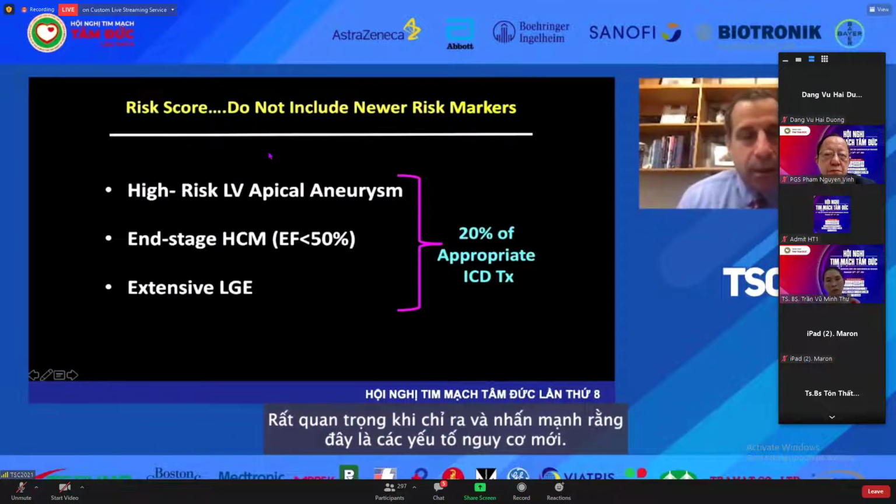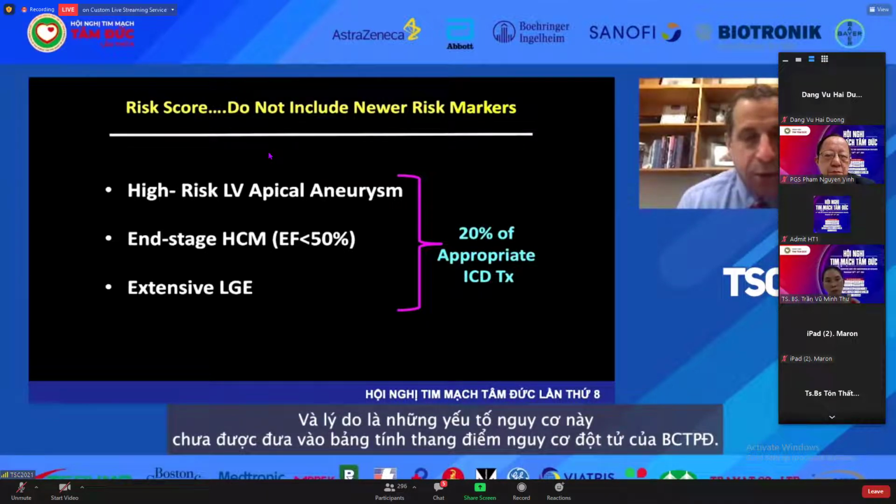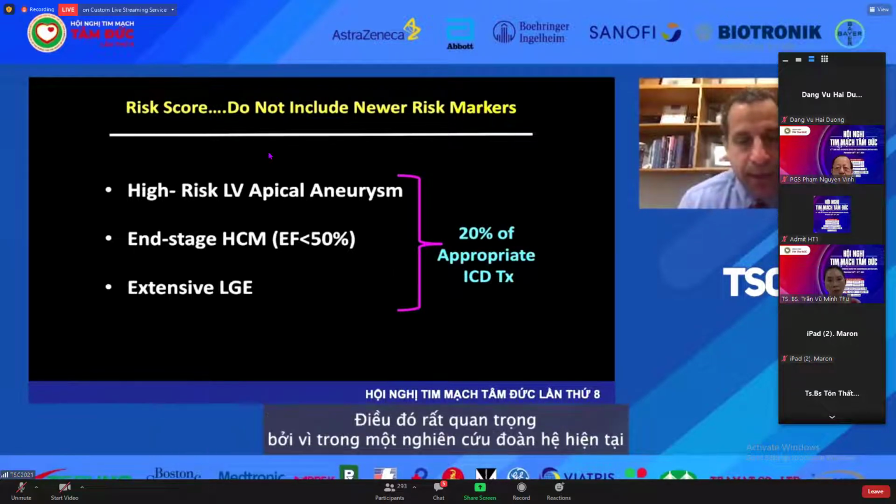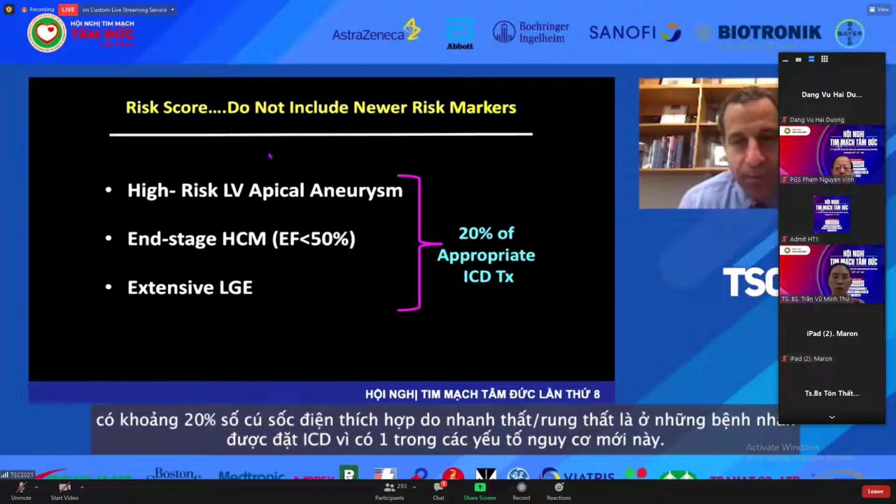It's important to point out and underscore that these are newer risk markers. And for that reason, they have not been incorporated into versions of HCM sudden death risk scores. So those risk scores that are available for HCM do not include high-risk apical aneurysm. They don't include systolic dysfunction, and they don't include results from MRI, including extensive LGE. And that's really important because, in contemporary cohorts of HCM patients, 20% of appropriate shocks for VT or VF are in patients that were implanted with a device because of one of these newer high-risk markers.